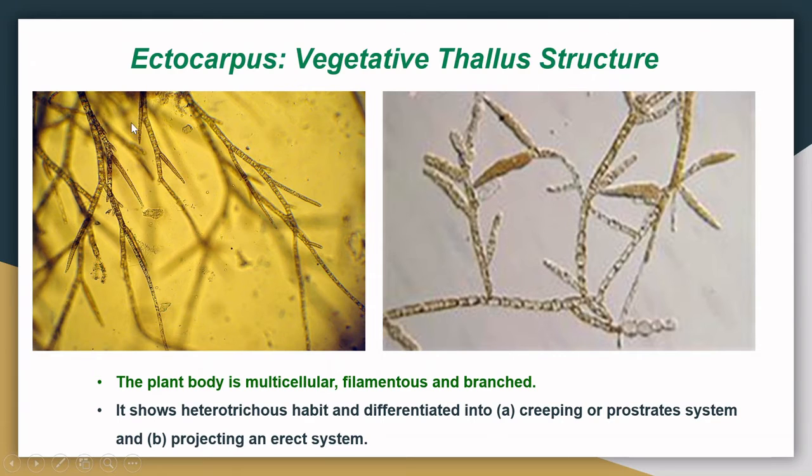The prostrate system creeps on the substratum, attaches itself to the substratum with the help of rhizoids, and from the prostrate system the aerial filaments arise and form the erect system. As you can see, these are the filaments of Ectocarpus as observed under the microscope, and the filaments are branched. Here in this picture you can see the prostrate system that creeps on the substratum and is giving rise to the aerial system, or the projecting or erect system. Both the prostrate system as well as the erect system are made of branched filaments.